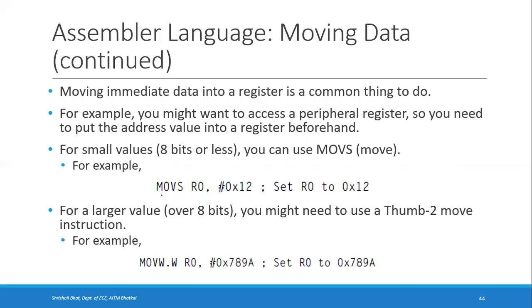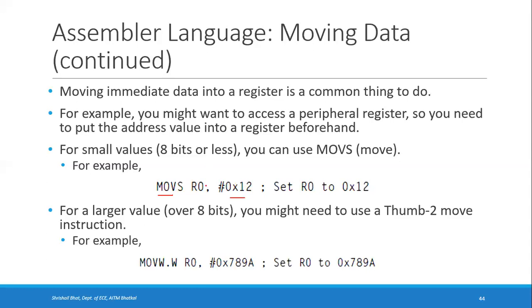You can use MOVS. MOVS stands for move with the status flags updated. The S suffix indicates that the status flags are updated. Okay, MOVS R0, #0x12. This will indicate that the immediate value 0x12, that is hexadecimal 12H, is copied into R0.